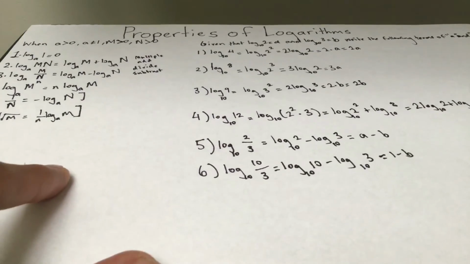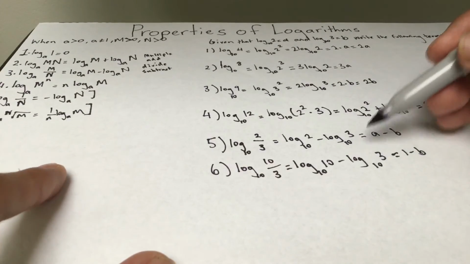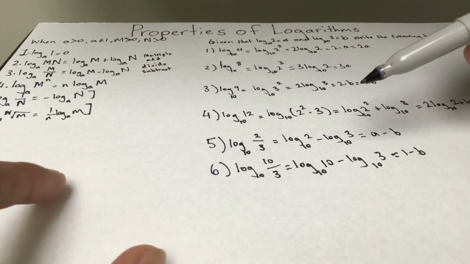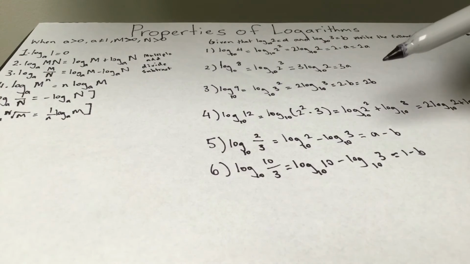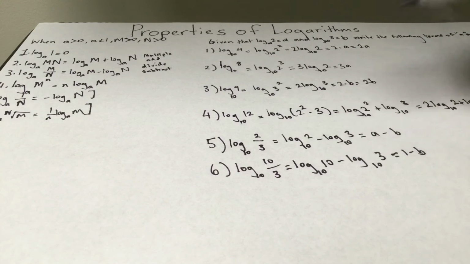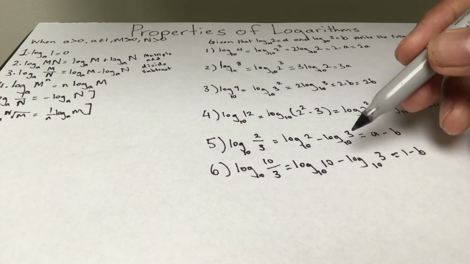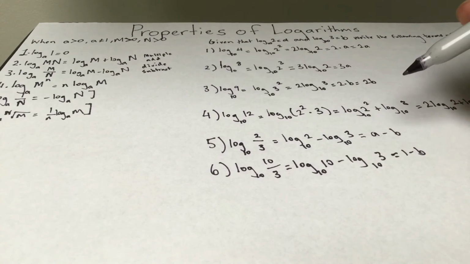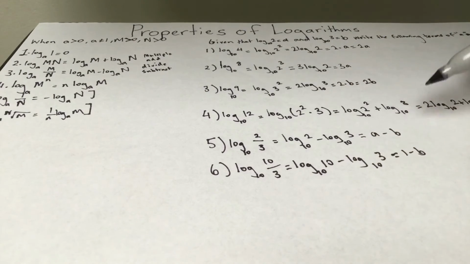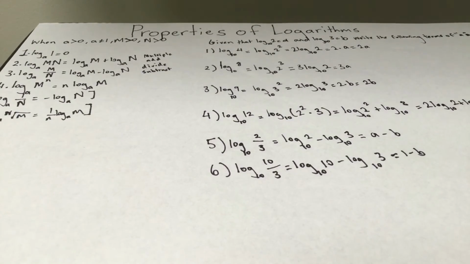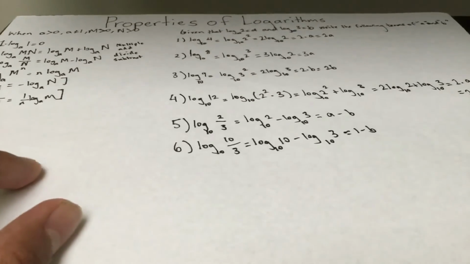Oh, okay, forgot to mention. When you get log 10 10, the answer to this is 1, because when you go 10 to the power of 1, you get 10. So when you see the same number, it's going to equal 1. Okay. So now let's move on to number 7.